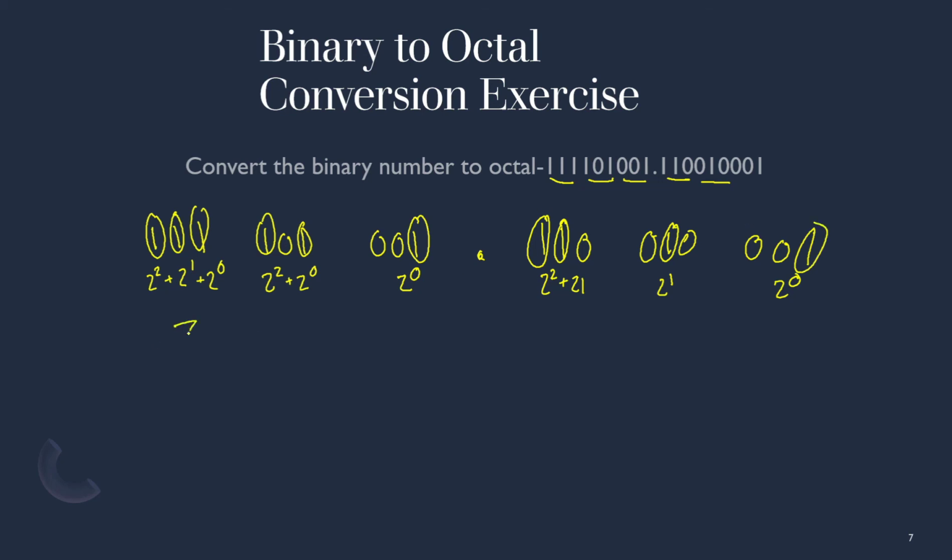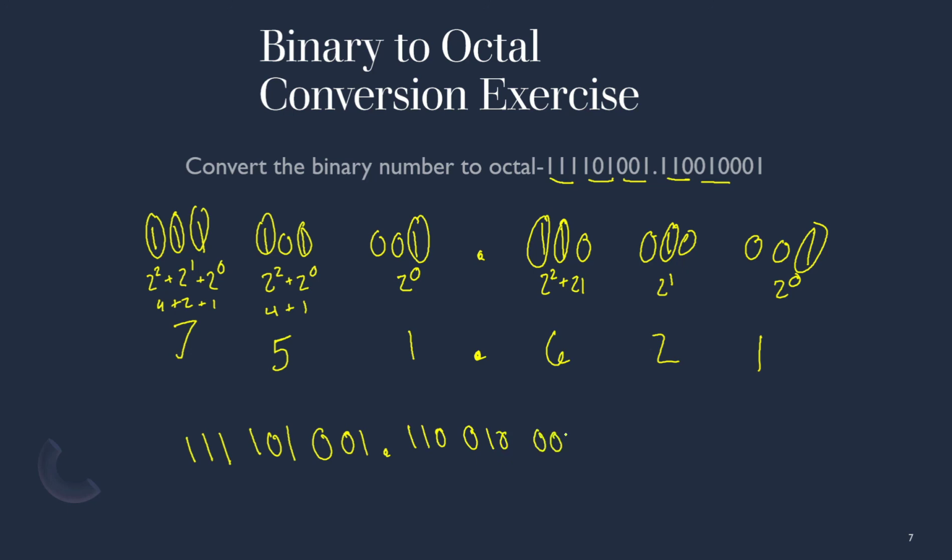So this value right here is going to be 7 because it's 4 plus 2 plus 1. 4 plus 1, so this is 5. This is the decimal. And here what we have is 6. Here what we have is 2. And here what we have is 1. So 1, 1, 1, 1, 0, 1, 0, 0, 1, decimal, 1, 1, 0, 0, 1, 0, 0, 0, 1 in base 2 is 751.621 in octal form.